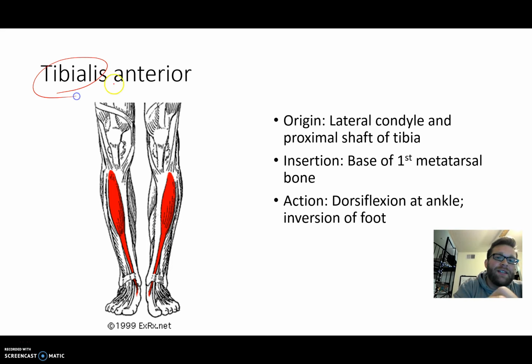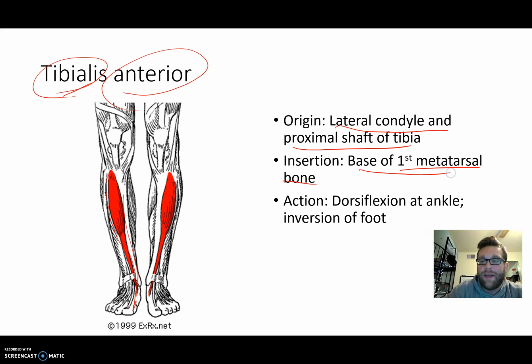All right, the last one is your tibialis anterior. So the tibialis, it's going to run along the tibial bone, and it's going to be on the anterior side of your foot. So your tibialis anterior is the muscle that goes down to your big toe. All right, so it's going to go down to the first metatarsal for your insertion. It's going to start in the lateral condyle and proximal shaft, and insert on the base of the first metatarsal. Okay. So lateral condyle and proximal shaft of tibia. So it starts here on the tibia, runs down the tibia, and then goes down to your big toe.